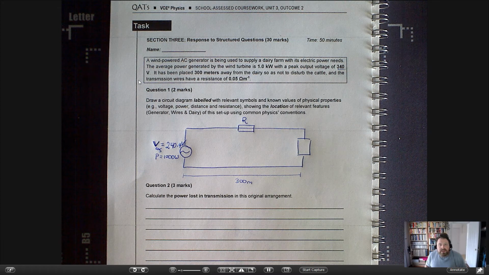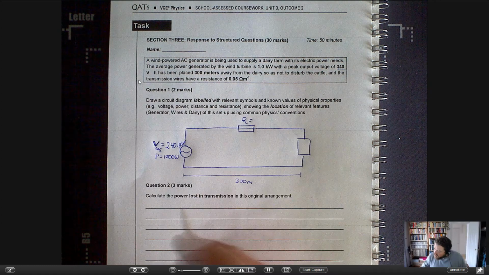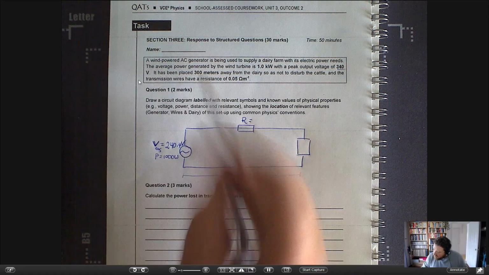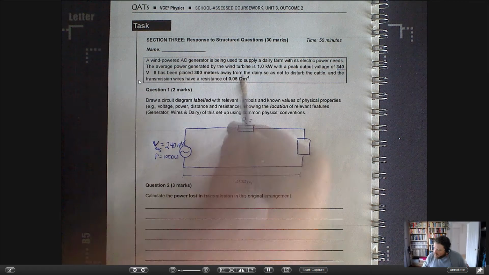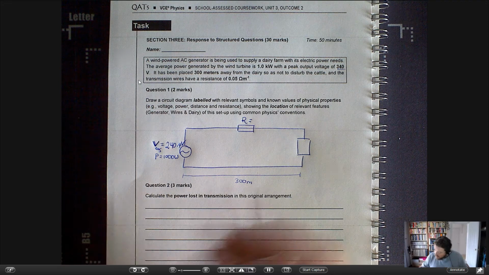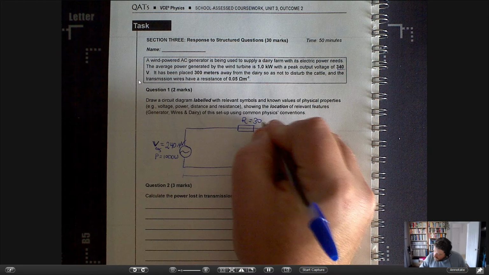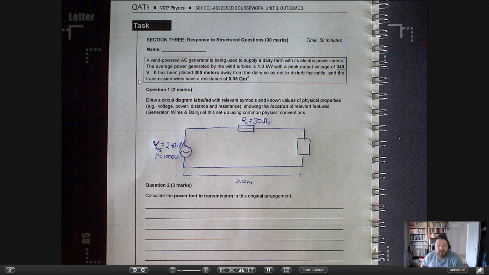Do we know anything else? 1,000 watts is going out, 300 meters. Okay, we can actually work out what this R is here, because we know that we have 600 meters of total line at 0.05 ohms per meter. So 600 times 0.05 is 30 ohms of resistance in those wires.